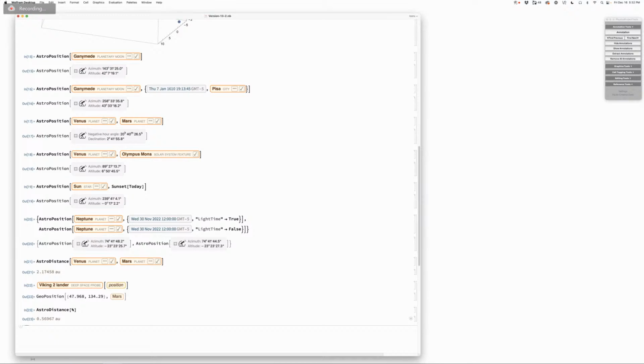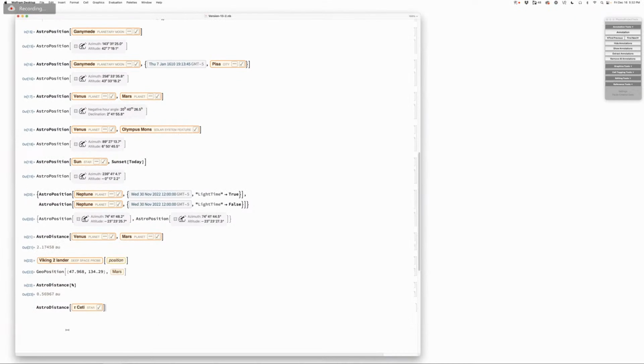Similarly, if we want to compute the distance to a star, we can go ahead and do that. And that's in astronomical units. We could convert it, if we say unit convert to light years.